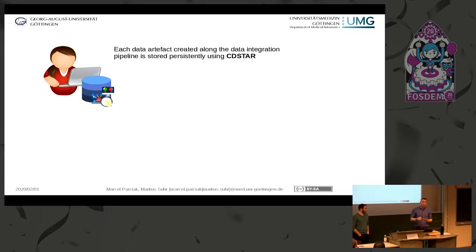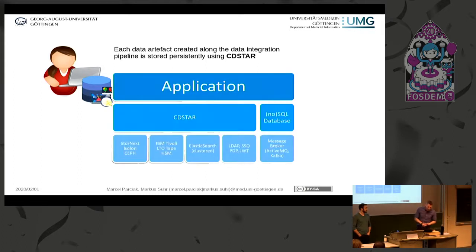So each of those de-identified data packages that we now created in the first step of our workflow has to be stored. And we are working in science. We want to have all the data pieces we use in the scientific process archived and stored persistently. For this, we use an open source tool called CDStar. This is developed in Göttingen. It's a data storage middleware, basically.